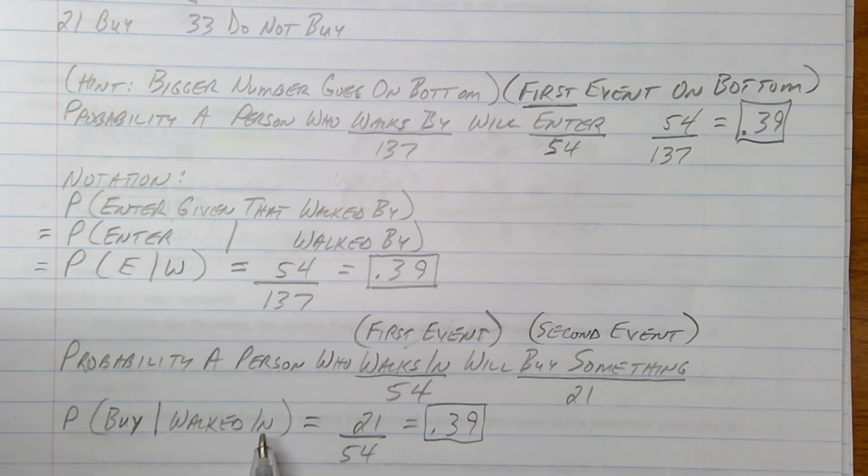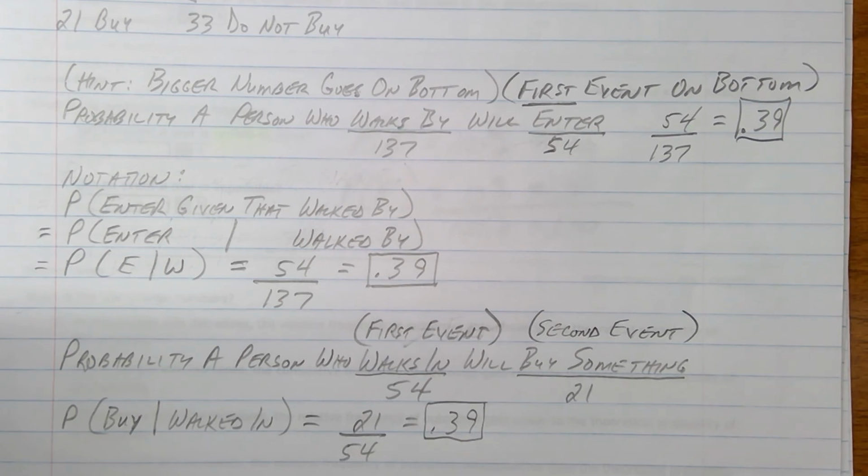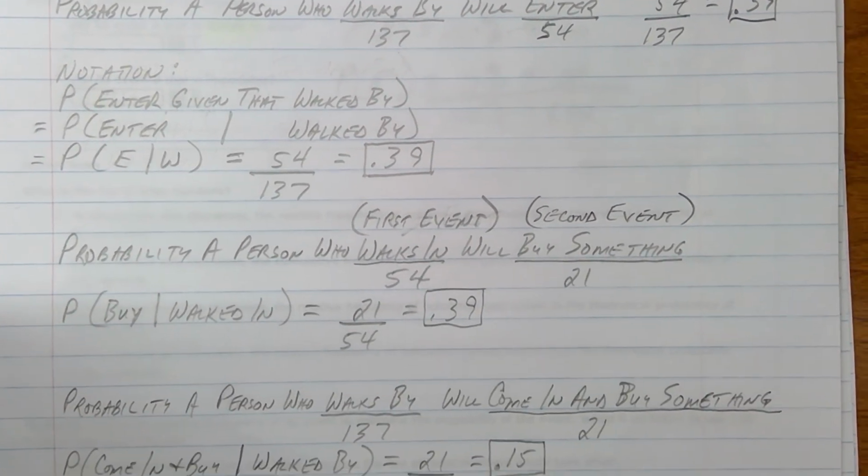So let's write it a little more formally. The probability that they'll buy, given that they walked in. They had to walk in first, and then they bought something. This is the first event. This is the second event. So 21 bought out of 54 that walked in. Out of 54 that walked in, 21 bought something. So 39% of the people who walk in the store will buy something. That means 39 out of 100. That means out of every 100 people that walk in the store, 39 will buy something. That's the kind of information a store can use.